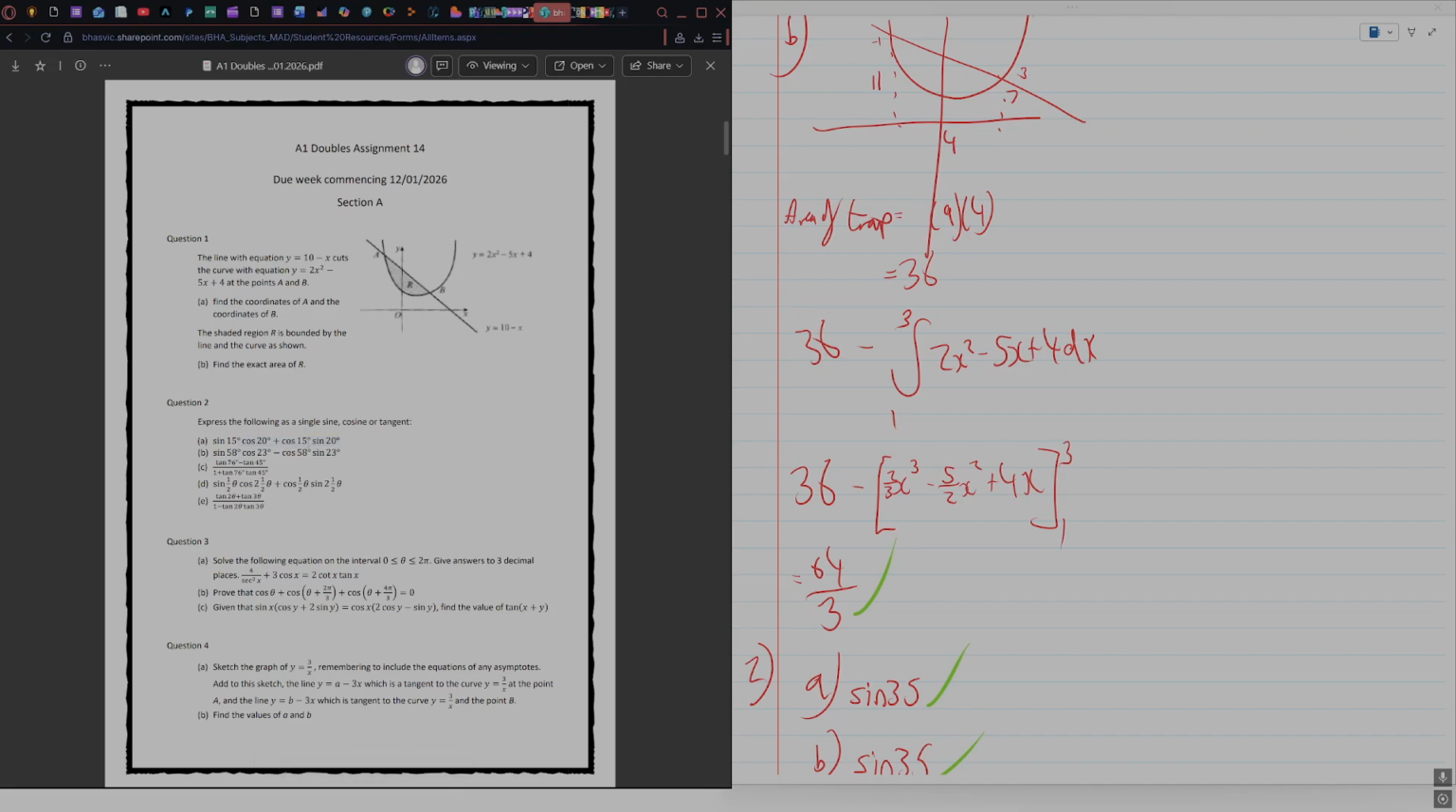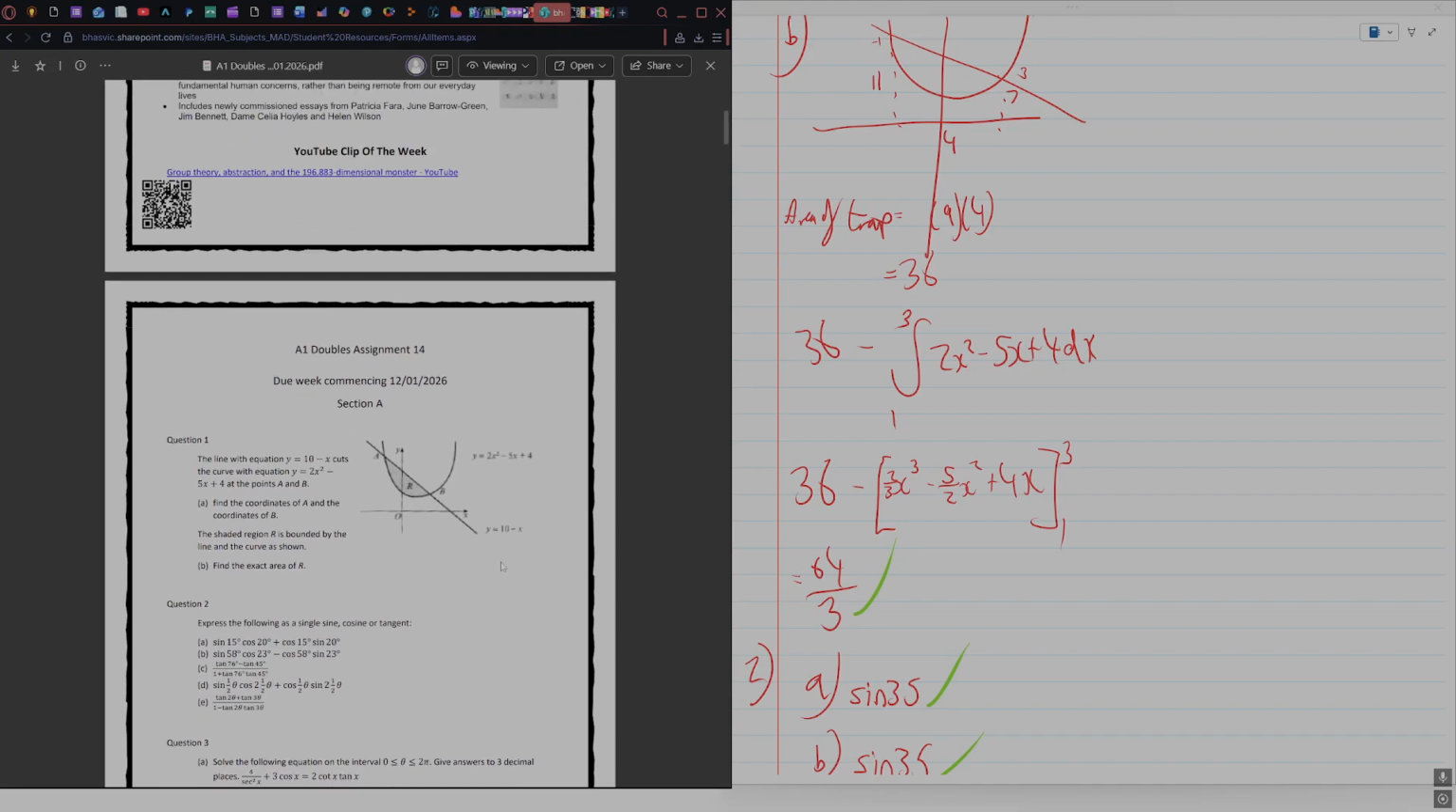All right, they've been loving these questions recently, where they just give you something in the compound angle form and then tell you to express it as a single thing. So the first one is just sine A plus B. The second one is sine A minus B.